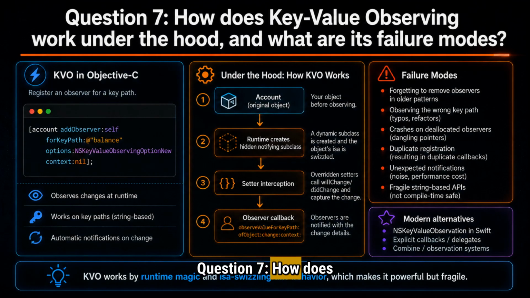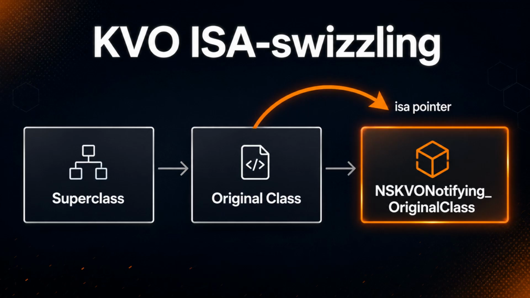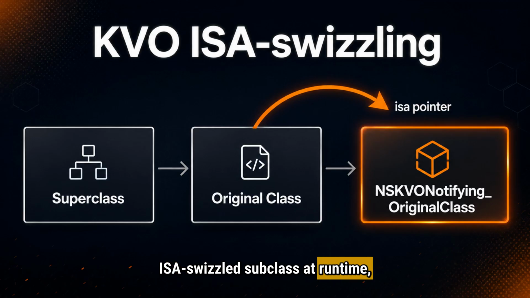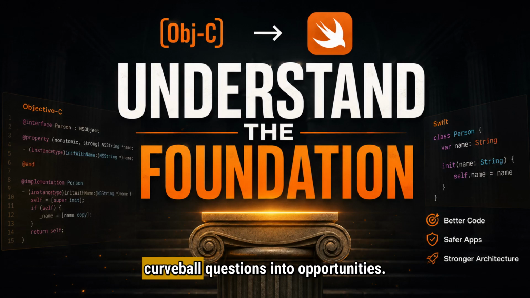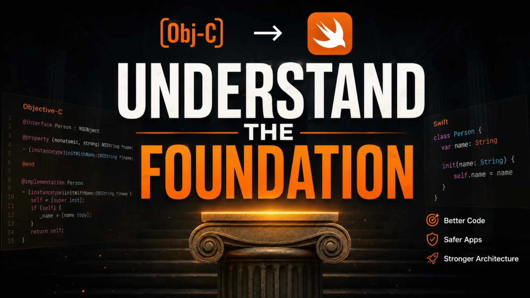Question 7. How does key-value observing work under the hood, and what are its failure modes? KVO dynamically creates an isa-swizzled subclass at runtime, overrides the setter, and inserts notification calls. KVO is powerful but crash-prone. Modern Swift solutions like the Observable macro are safer, but you must know what they replace. Understanding the runtime turns curveball questions into opportunities. It shows you know the foundation of the platform.